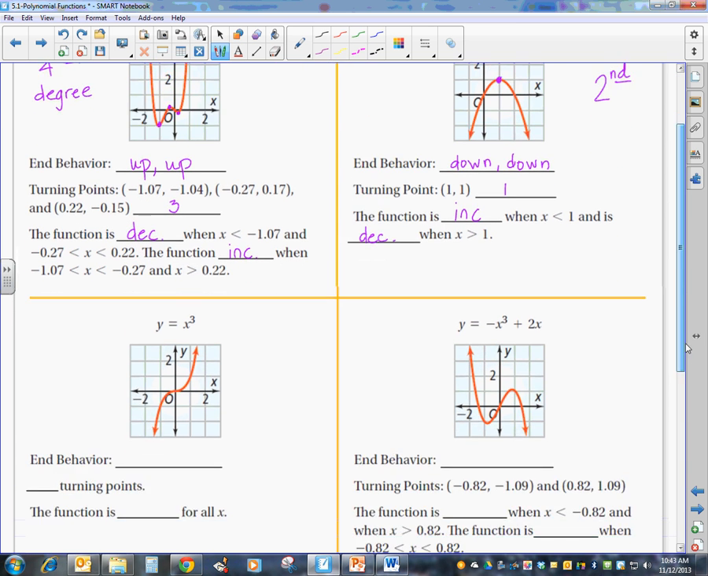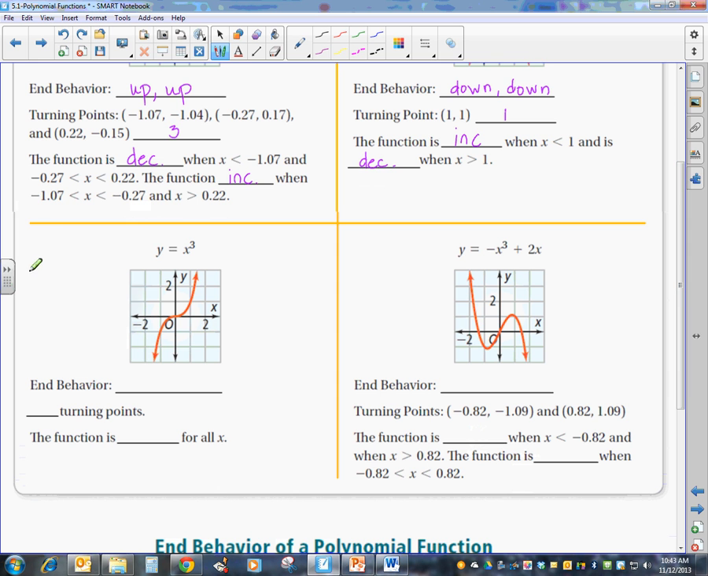Okay, and look at these two. We have, again, a third degree. What is my end behavior? Left arrow is pointing down, right arrow is pointing up. How many turning points? I have 0 turning points because the function is always increasing. So it's always getting bigger and bigger.